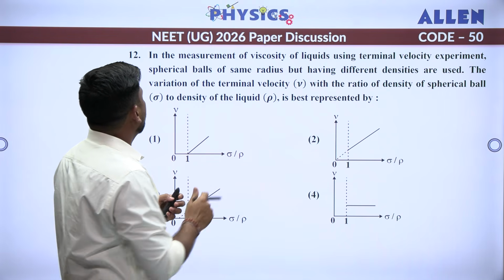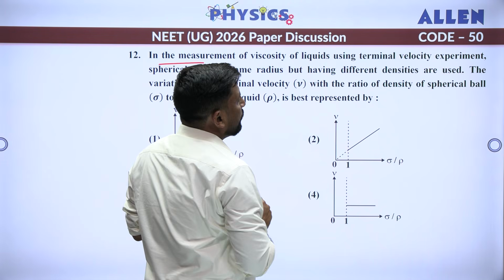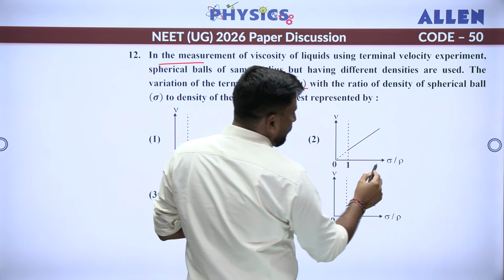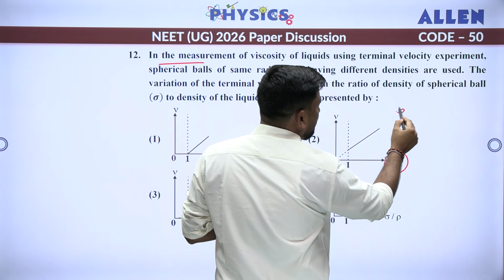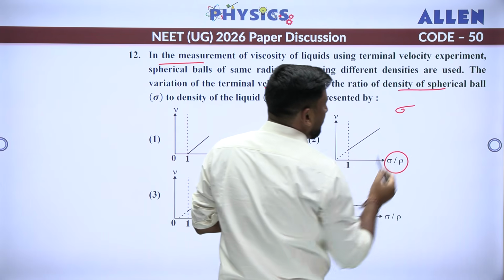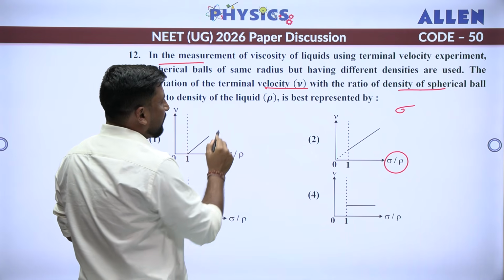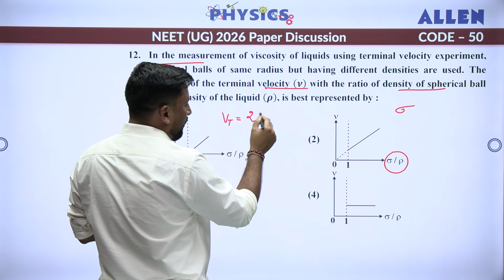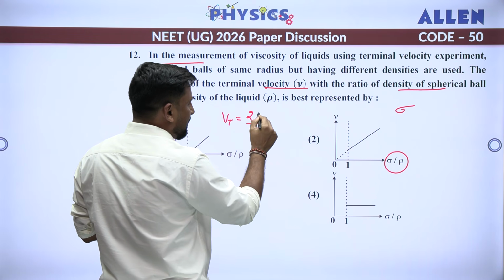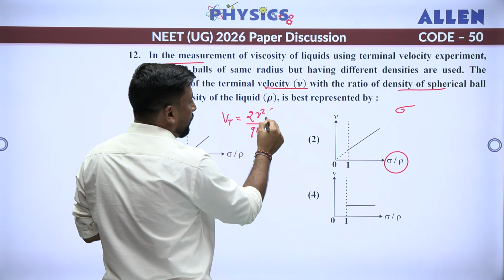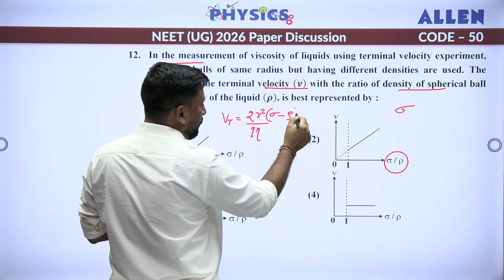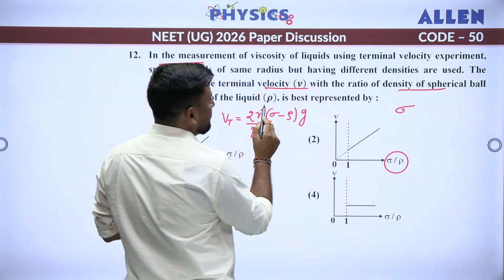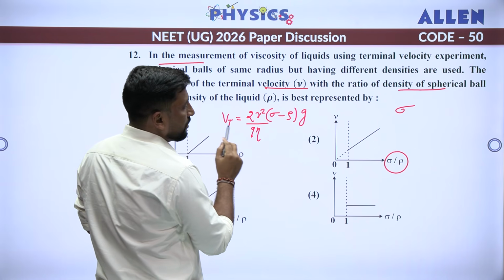Now let's move to question number 12. They want you to find the relation between the terminal velocity and the ratio of rho by rho, where rho is the mass of the spherical ball they have given. So if you want to write the formula for terminal velocity, we know that terminal velocity is 2 by 9 zeta r square, rho minus rho, into g. Now first of all we have to find this ratio. It is given as rho by rho.